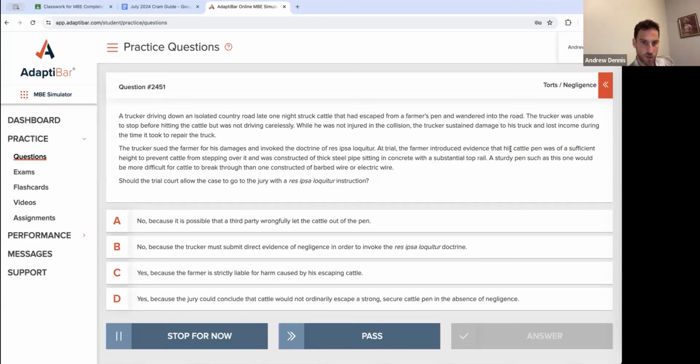Should the trial court allow the case to go to jury with the res ipsa loquitur instruction? No, because it's possible that a third party wrongfully let the cattle out of the pen. No, because the trucker must submit direct evidence of negligence in order to invoke the res ipsa loquitur doctrine. Yes, because the farmer is strictly liable for harm caused by escaping cattle. Yes, because the jury could conclude that cattle would not ordinarily escape a strong, secure cattle pen in the absence of negligence.